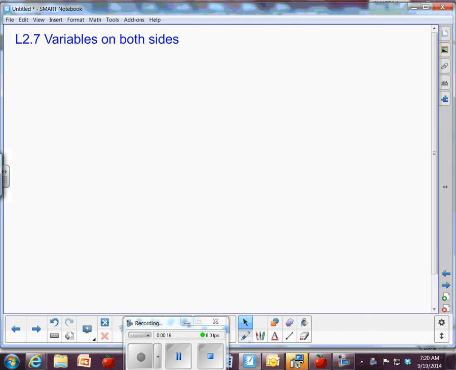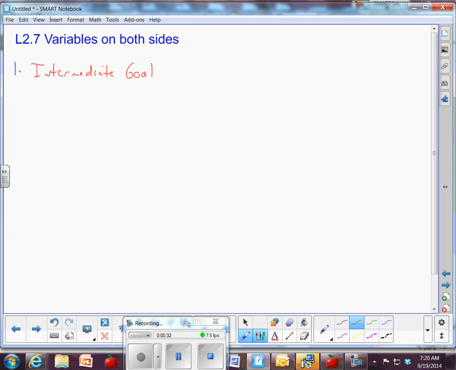All right, so in solving equations with variables on both sides, you need an intermediate goal. Number one, intermediate goal. This is what you're working towards. This is very important because solving equations means to isolate the variable, right? Get the variable all by itself on one side of the equal sign.